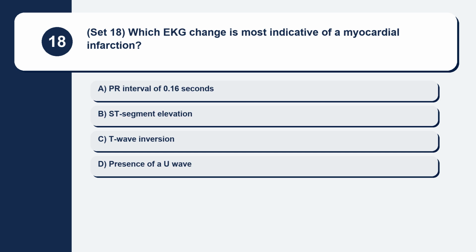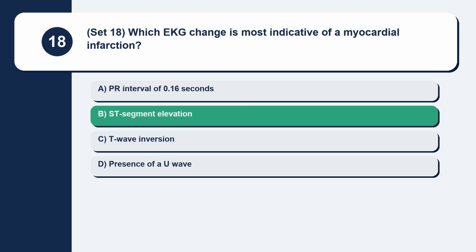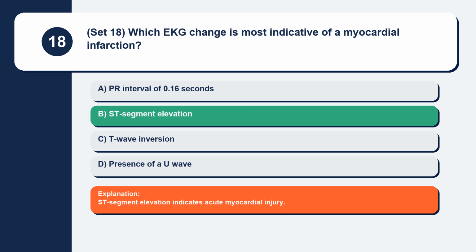Question 18. Set 18. Which EKG change is most indicative of a myocardial infarction? PR interval of 0.16 seconds, ST segment elevation, T wave inversion, presence of a U wave. ST segment elevation indicates acute myocardial injury.